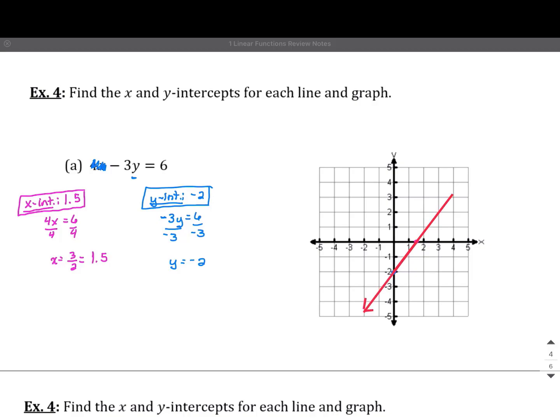Don't forget to put arrows on the end, right? Please don't make me take off points because you don't put arrows on your graphs. Please make sure you put the arrows on your graphs. And there we go. We have the graph. So much easier, right?